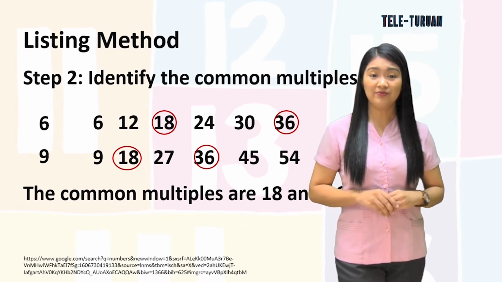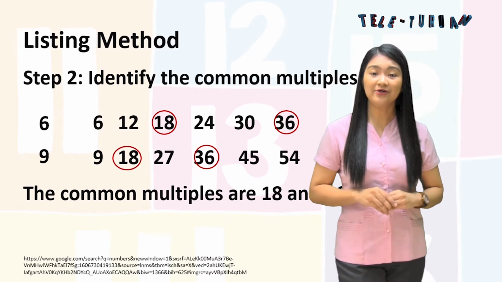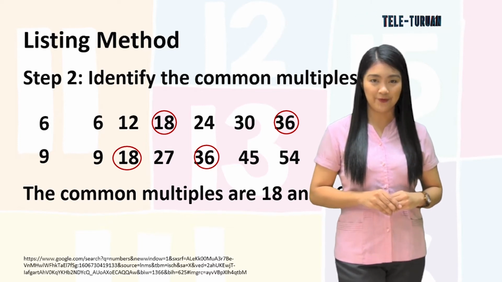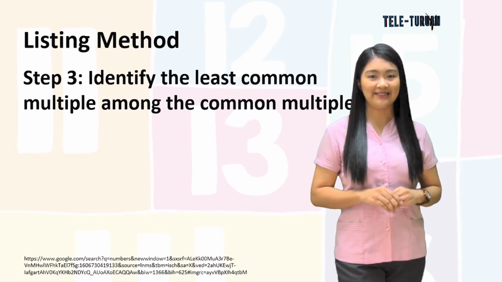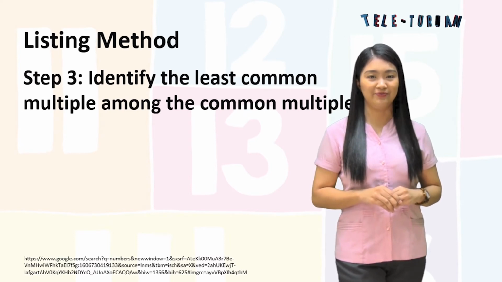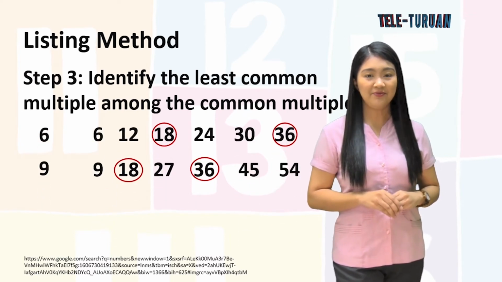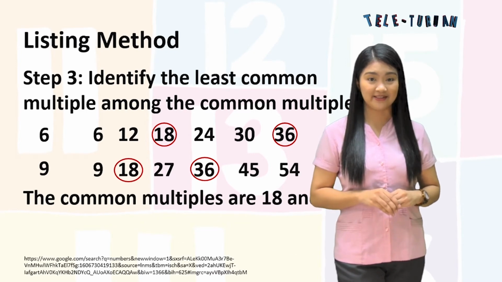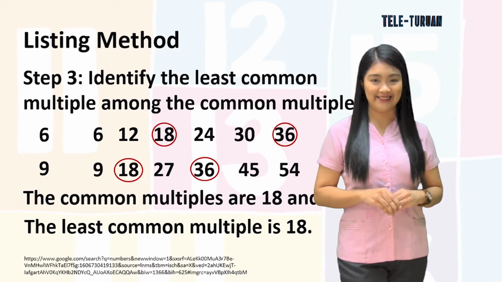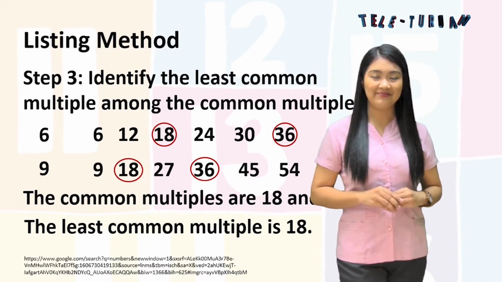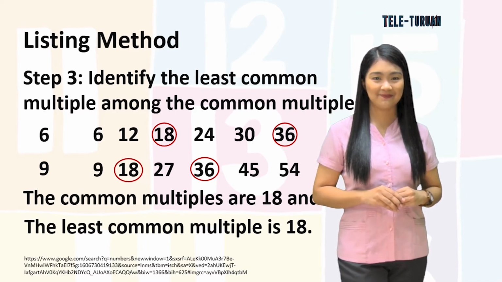If there is no common multiple on your list, you can continue listing the multiples of both numbers. Step 3. Identify the least common multiple among the common multiples. The common multiples are 18 and 36. So the least common multiple or LCM is 18. The answer to the problem is 18 days.